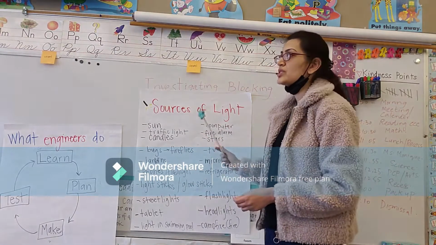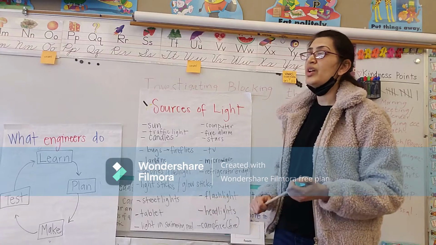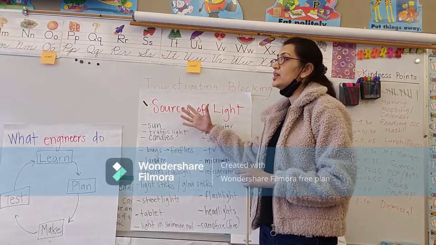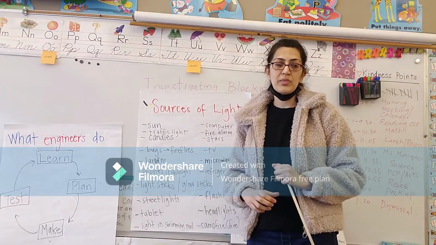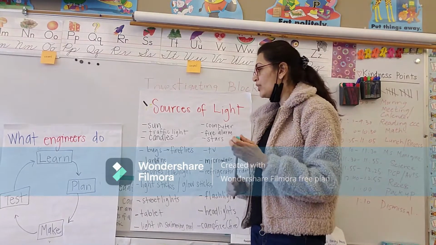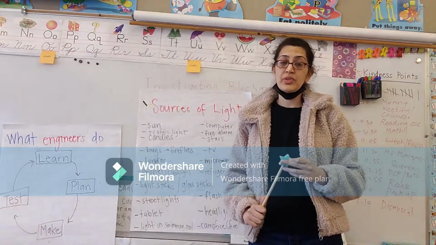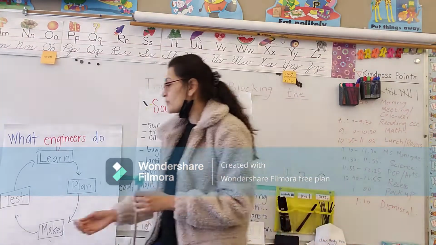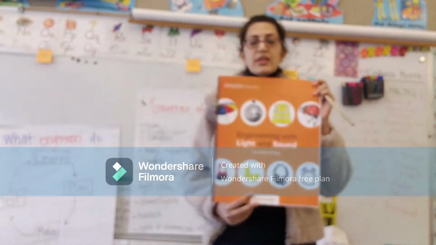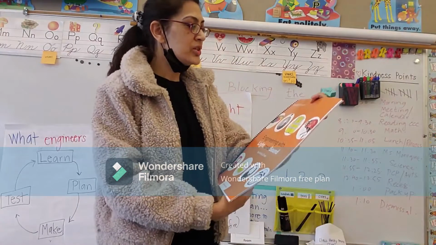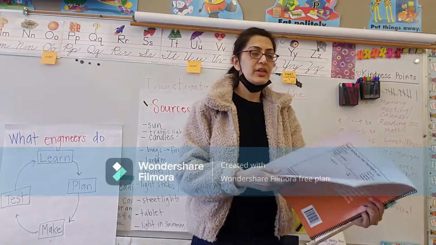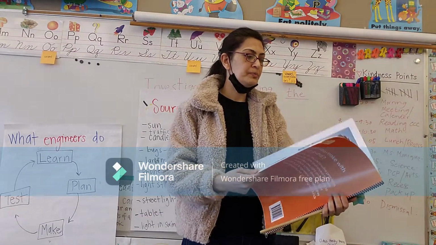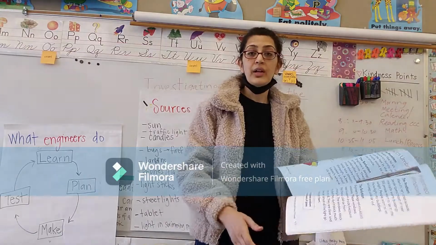These are the different sources of light, and we need to investigate which materials these sources of light block and which they do not block. We want to know which materials these lights block and which materials they don't. In order to investigate, I am going to show you this book. This book is about engineering with light and sound. I will read the pages from this book.